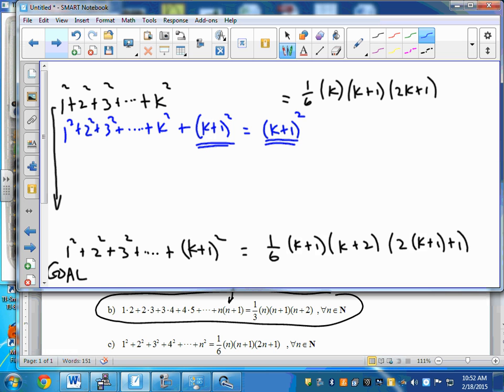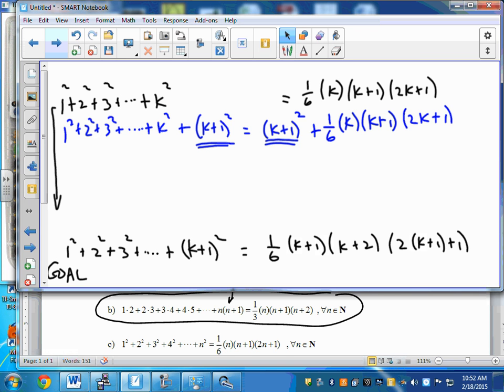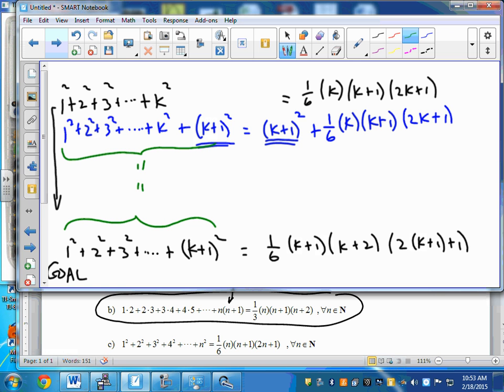The addition property of equality says you can always add the same thing to both sides of any equation, and it's still legitimate. 1/6 times k times k plus 1 times 2k plus 1. Okay, so that's a true statement. If the assumption is true, this has to be true by the addition property of equality. Now, to get from there to the goal, well, notice the left side is already there. The left side matches exactly, that is exactly this. So I suppose we could just write ditto, ditto.